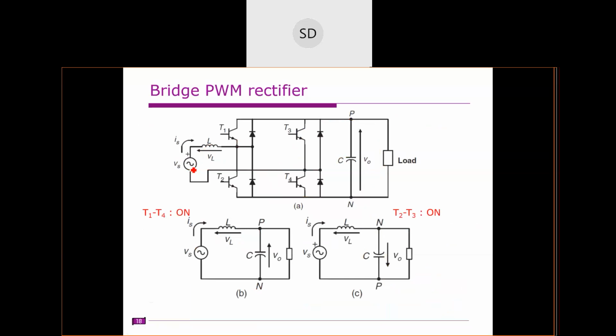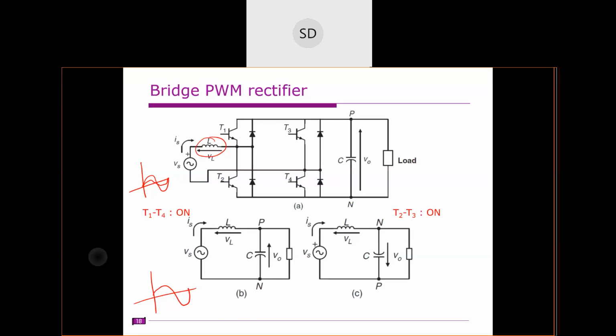In this particular case, this is the source voltage in this shape, and we want to make the source current sinusoidal. Here the inductor is connected in series with the source. What is the expected current waveform through the inductor? Earlier, the inductor was connected after the diode bridge rectifier, but now it is connected in series with the source. So if you want unity power factor, the inductor current must be in phase with the source current. That means the inductor current must be in this form.